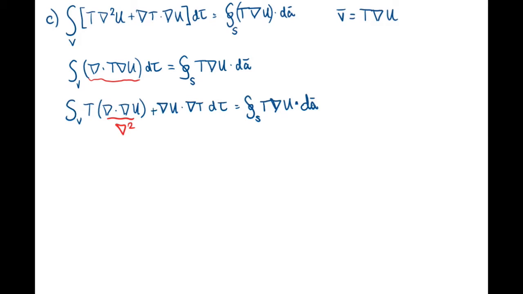If we rewrite it with the Laplacian, we have that the integral of t del squared u plus, and the dot product is commutative, so we'll change this to del t dot del u, d tau, equals the surface integral of t times the gradient of u dotted with dA.